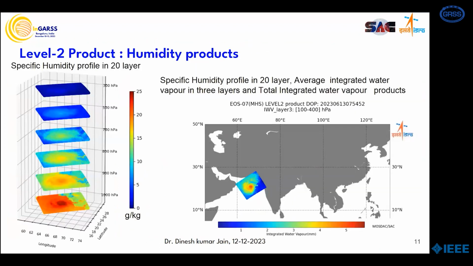An example level 2 data product is displayed on this slide. The product parameters are also mentioned here. The right hand side image represents the integrated water vapor in layer 3. The left hand side image represents the specific humidity in 6 selected layers.